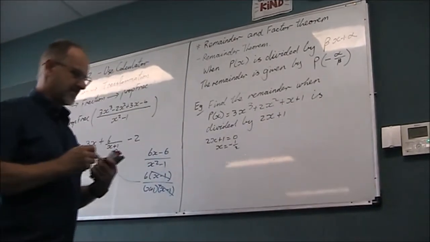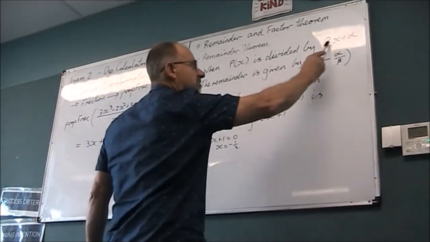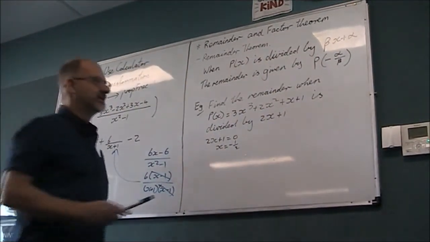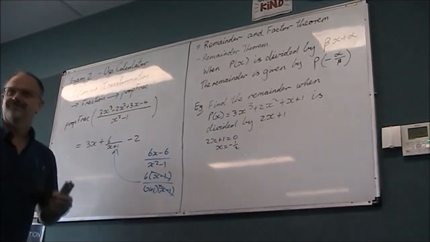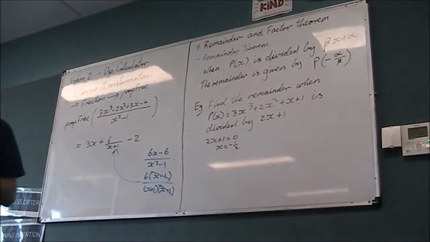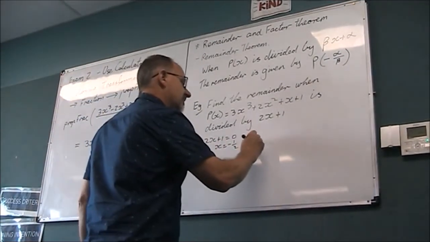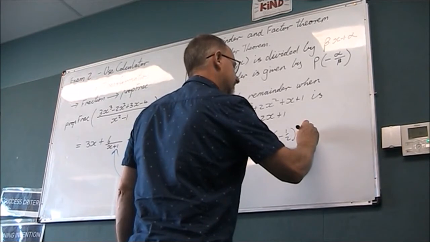Sorry, is that x or a fish? It's an alpha and beta, which are numbers. And in this case, alpha's 1, the beta's 2. I've used those symbols because that's what they're using in the textbook. So what that means is that P of negative a half gives the remainder.